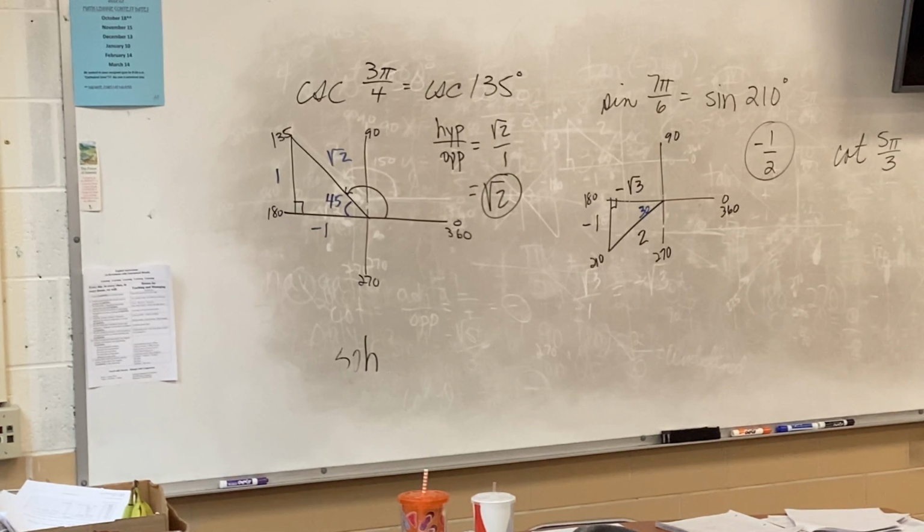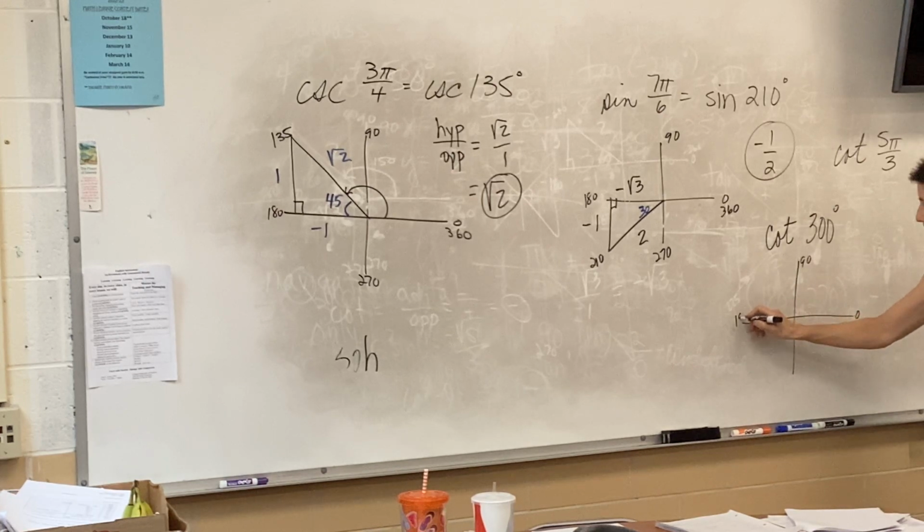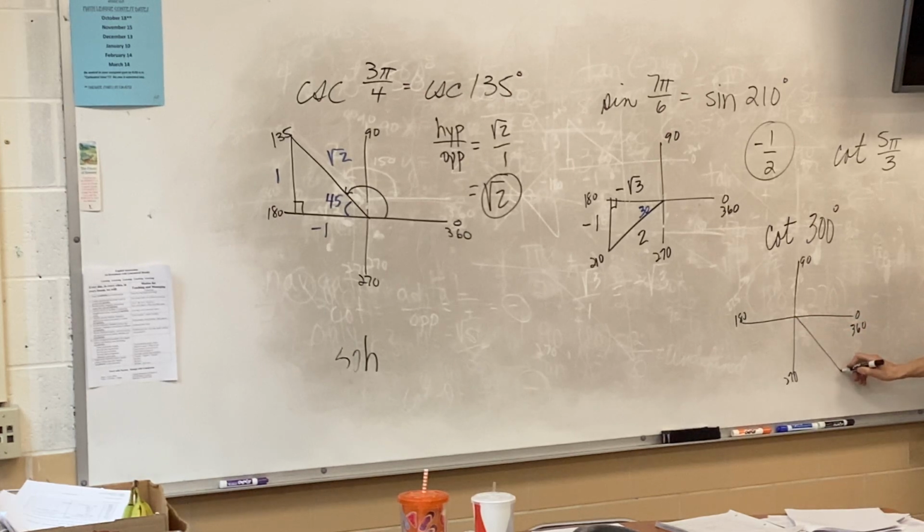Finally, cotangent 5 pi over 3. So you know at this point that you need to change that into degrees. So that's cotangent 5 times 180 over 3, 300 degrees. Now you're going to draw 300 on your framework. And this time it's going to be down here because 300 comes between 270 and 360.